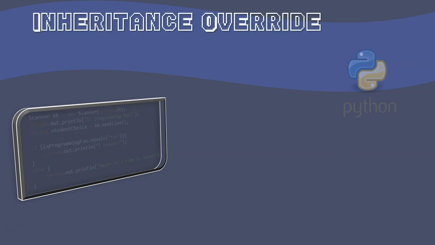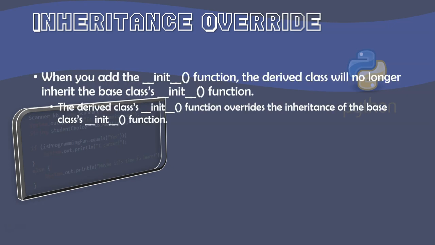Now, one of the things you'll notice is that init is exactly the same as what we had in our base class. And this means our inheritance is going to have the ability to start overriding some of those base class properties. When you add the init function, as we saw, the derived class will no longer inherit the base class's init function, because it's saying instead of using this set of parameters, I want you to use this new set of parameters. So the derived class init function overrides the inheritance of the base class's init function, because remember, they looked exactly the same, and because they're exactly the same, it's replacing what was there.